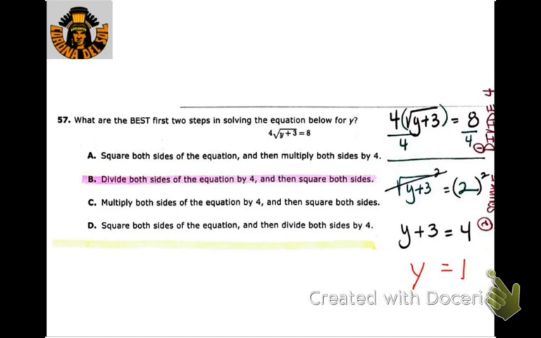All right, same directions. What are the first two steps? Okay, this time you have a 4 in front, so you need to divide by 4 first to isolate the radical. Then you square both sides. So steps right there. I finished this one too, so y equals 1. And it works. You can check it.